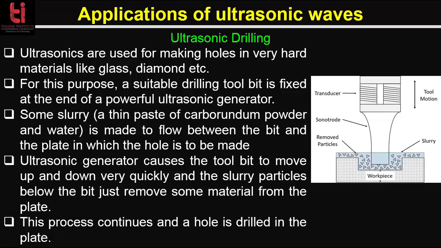Then some slurry, which is a thin paste of carborundum powder and water, is made to flow between the bit and the plate in which the hole is to be made. The ultrasonic generator causes the tool bit to move up and down very quickly, and the slurry particles below the bit remove some material from the plate. This process continues and a hole is drilled in the plate.